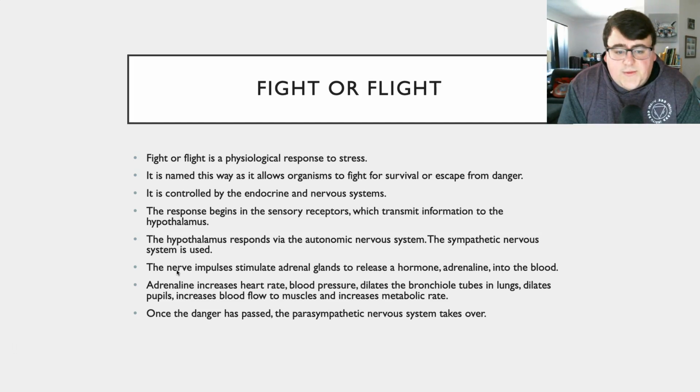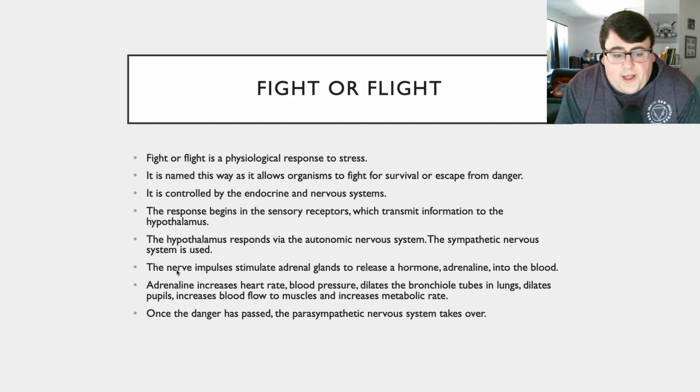The response begins once you start to have that stress or fear, in your sensory receptors, and those receptors transmit the information to the hypothalamus of the endocrine system. The hypothalamus will then respond via the autonomic nervous system, and the sympathetic nervous system will be switched on. Remember talking about the sympathetic nervous system, go back to the nervous system PowerPoint if you need to know how that works. The sympathetic nervous system sends nerve impulses to stimulate the adrenal glands, and those adrenal glands will release a hormone known as adrenaline into the blood.